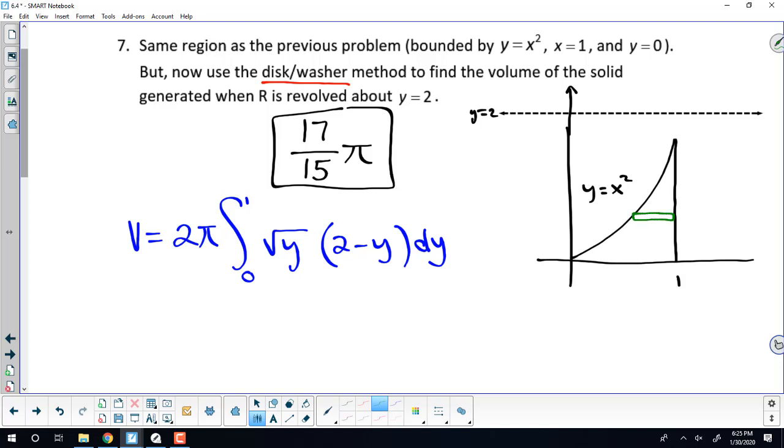Okay, so there's one shell. Remember, that's the height of the shell. This dimension here is the height. This dimension is the radius. At some y value, we have to measure that distance, top minus bottom, 2 minus y. So that's your radius. Everybody agree? So what's missing?